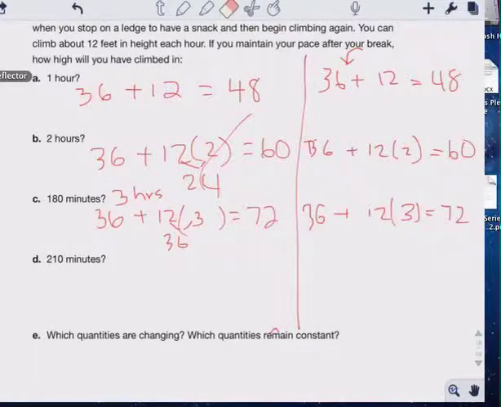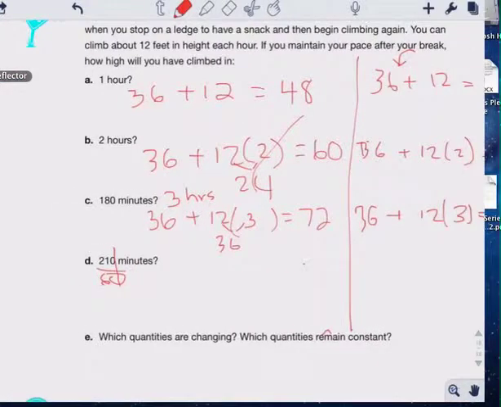How many minutes in an hour? 60. Divide this by 60. Okay, cross out the 0. So we have 21 divided by 6. 21 divided by 6 is 3, remainder 18, so 3.5.